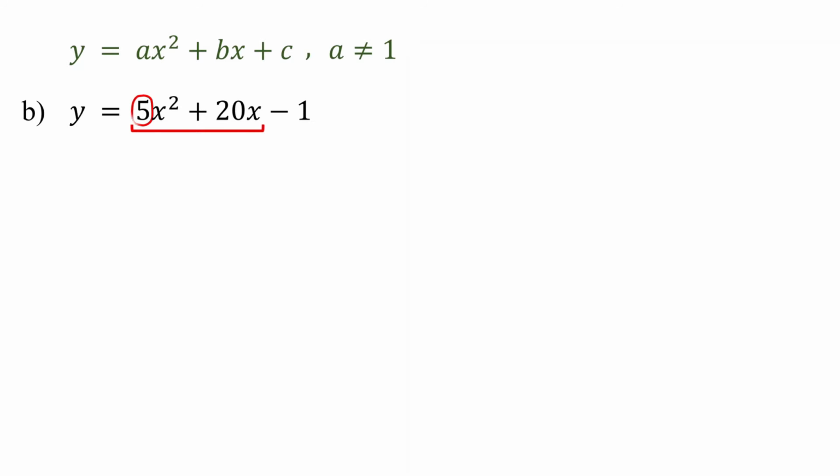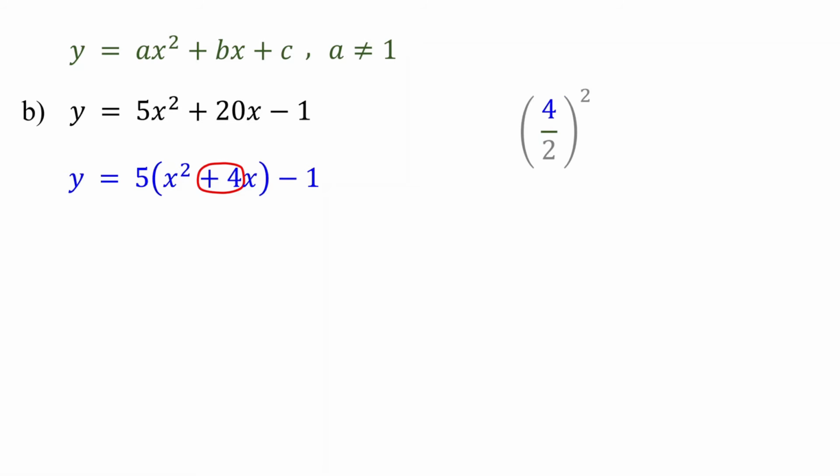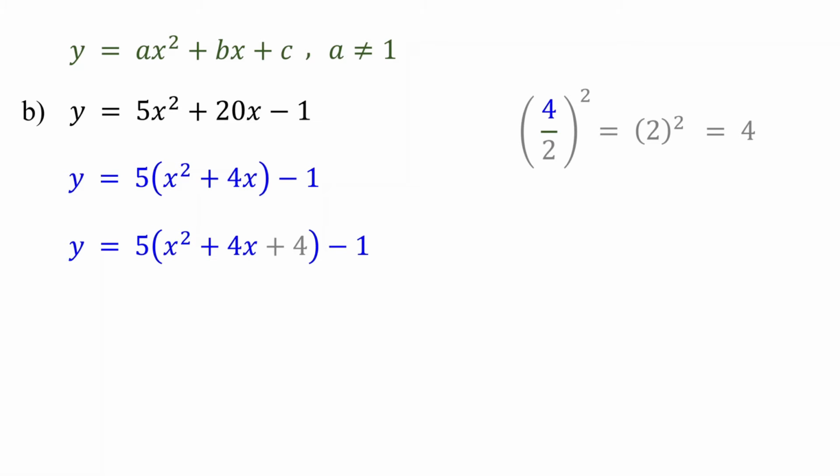Here, the leading coefficient is 5. Factoring it out from the variable terms gives us 5 times (x squared plus 4x). Next, find half of the coefficient of the x term and square it. Half of 4 is 2, and 2 squared equals 4. Then, add this value to the variable terms inside the parentheses to complete the square.